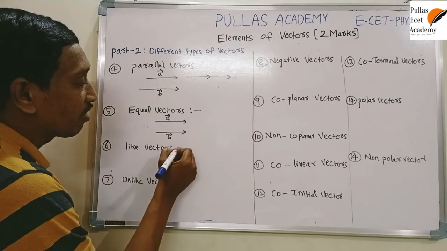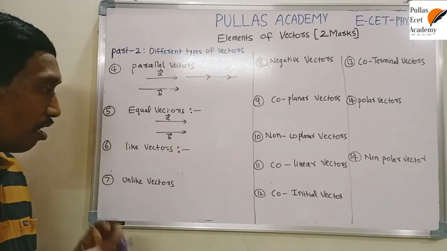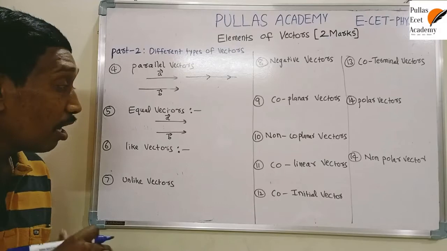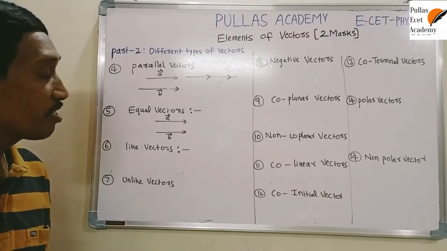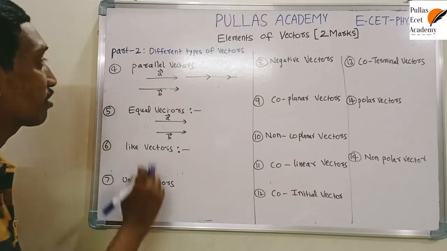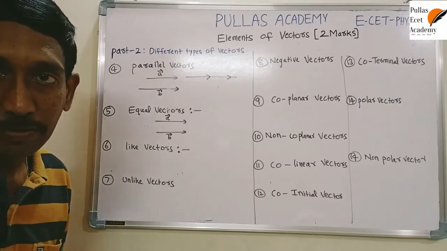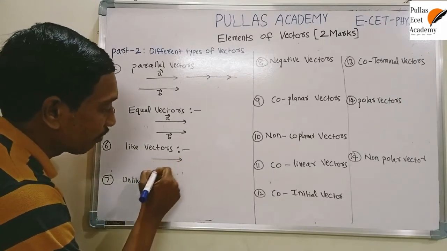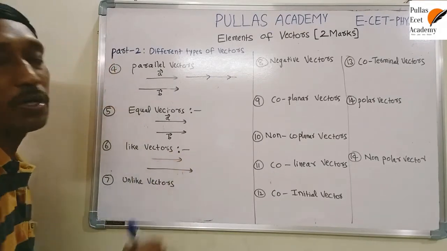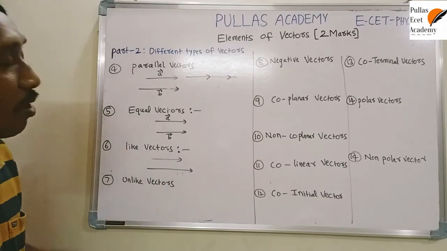Next, like vectors. Like vectors means if the direction of the given two vectors is the same with different magnitudes, they are called like vectors. That means parallel vectors are considered like vectors. Here this is one vector, this is the second vector; these two vectors have the same direction but different magnitudes, so they are called like vectors.